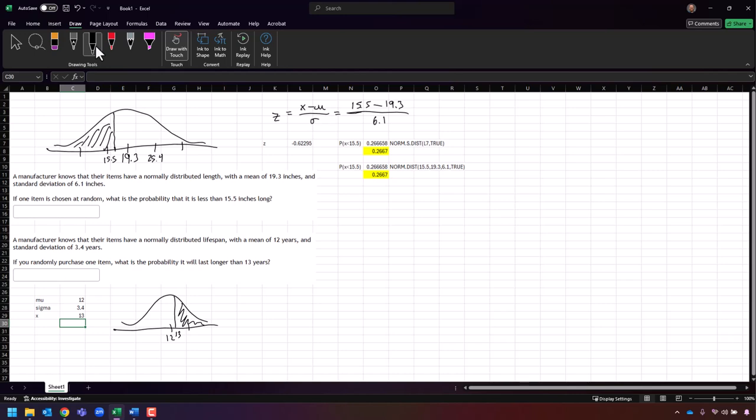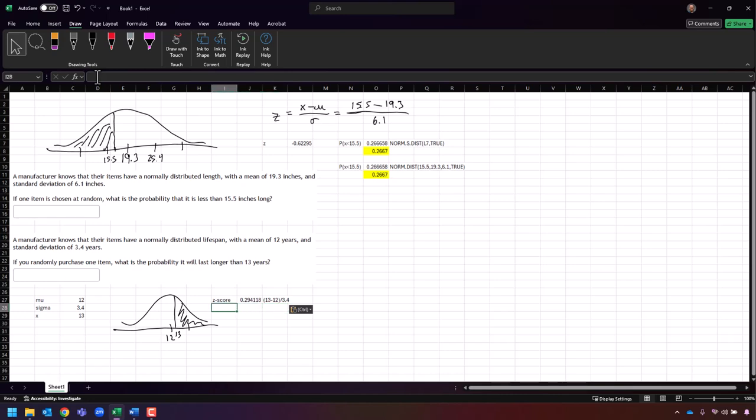Now, I could convert it to a z-score, or I can use the distribution. So, let me make my z-score. It's going to be 13 minus 12 over 3.4. And I could click on those cells, but I'm doing this so that when I look at these here and show this, you can sort of see the work.